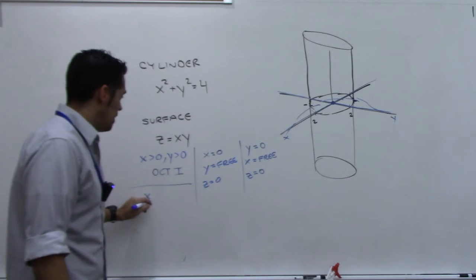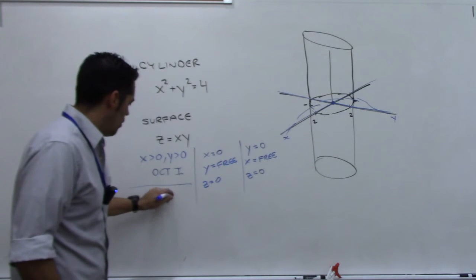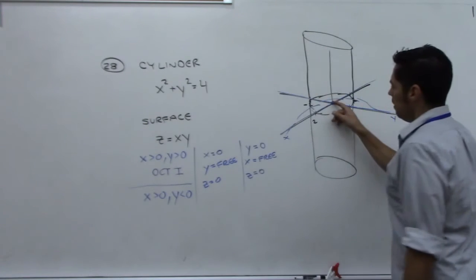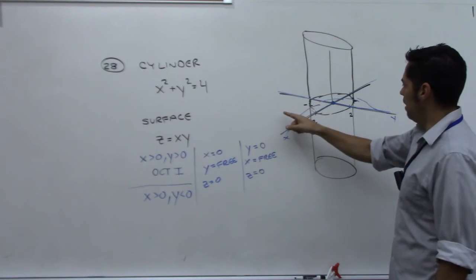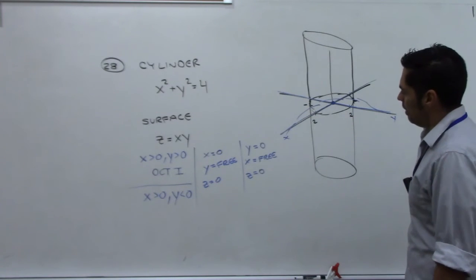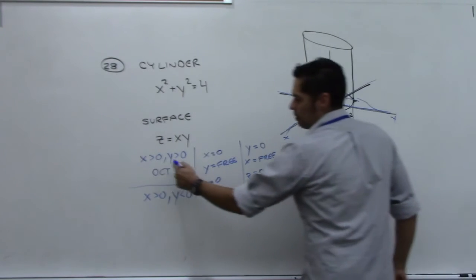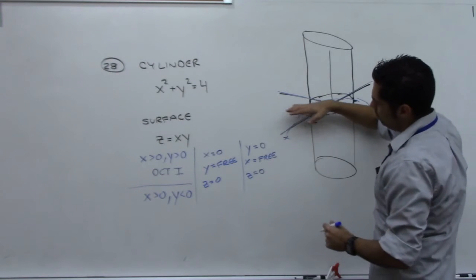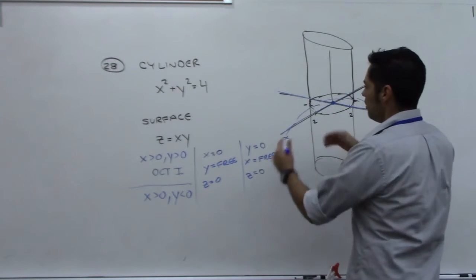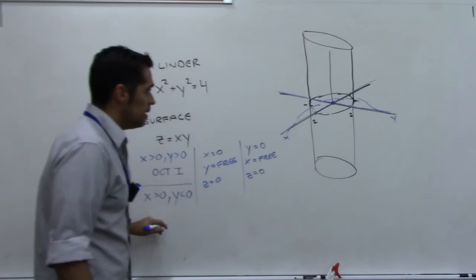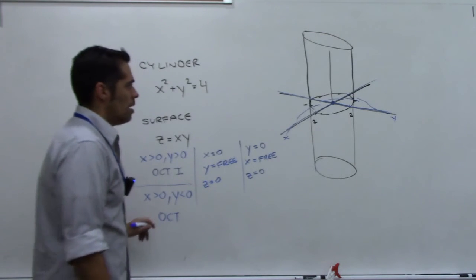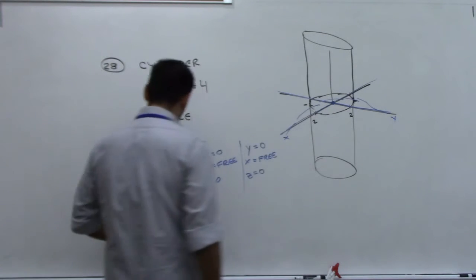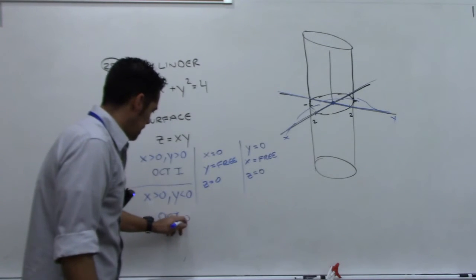Now what if x is positive, but y is negative? That would put you over there. So what would happen there? Well, over there you get a negative number, right? Multiplying positive and negative. So now your sheet over here would go down. You'd be in octant, what octant would that be? 1, 2, 3, 4, 5, 6, 7, 8. You would be in octant 8. I'll just put 8, octant 1.